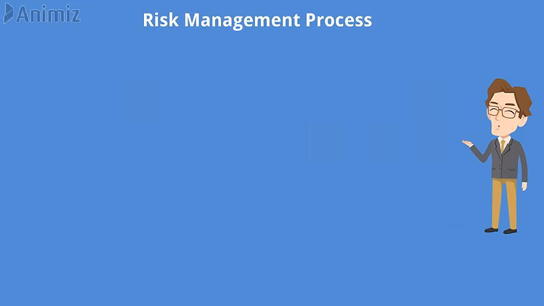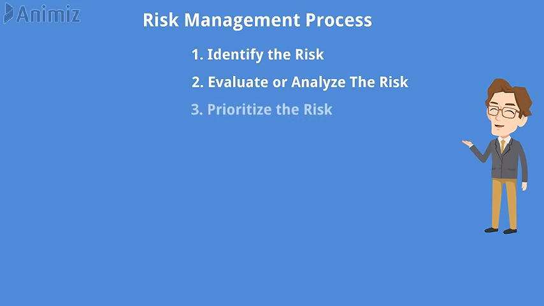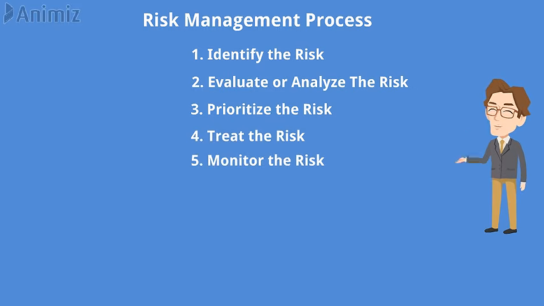Risk management process. There are 5 necessary steps that are taken to manage risk. We consider these steps as the risk management process. It begins with identifying risks, evaluates risks, then the risk is prioritized, a solution is implemented, and finally, the risk is controlled. Let's discuss each step separately.